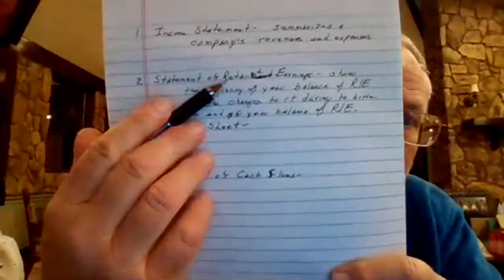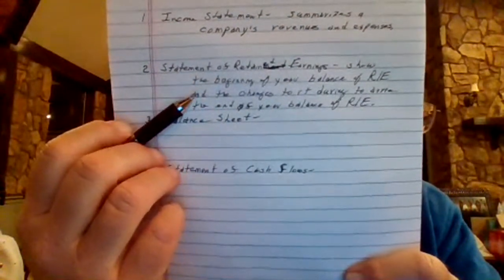So here, the statement of retained earnings is simply the shortest, easiest statement to do.